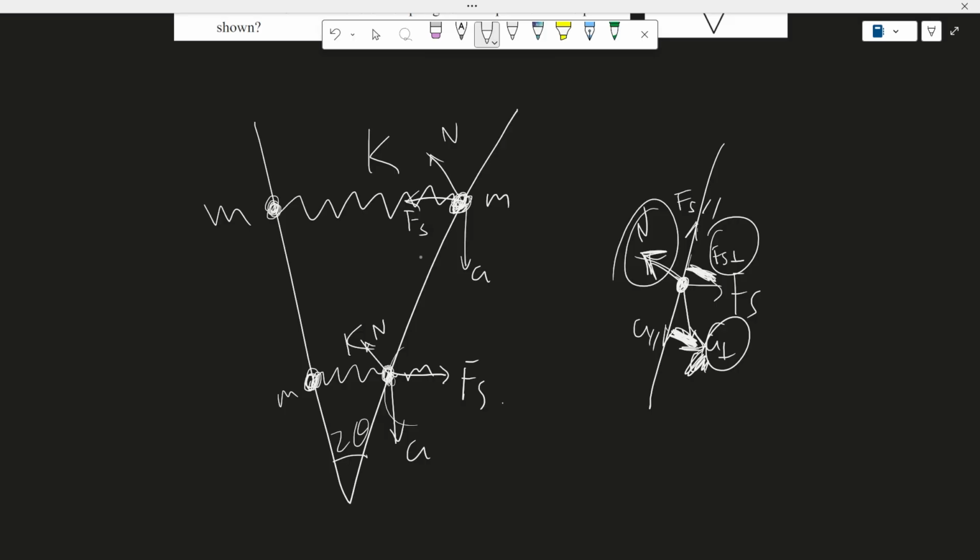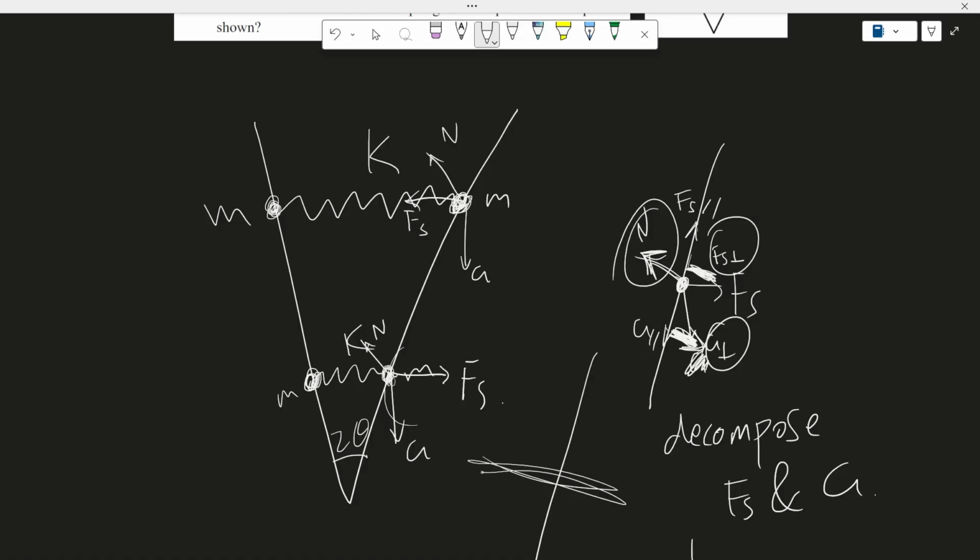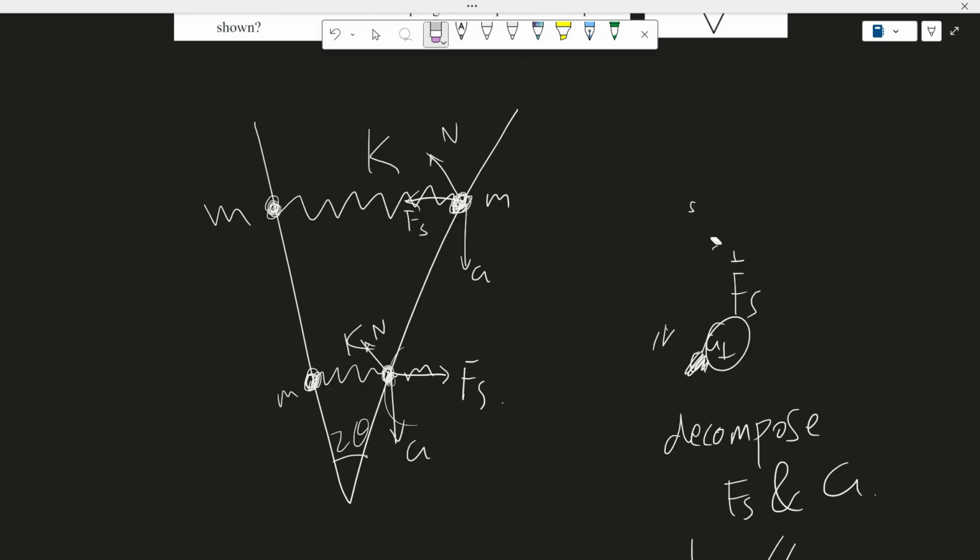So let's try to find the spring force. Our general logic right now is to decompose the spring force and gravity into components perpendicular to the rail and parallel to the rail. By doing this, we will find the restoring force. And from there, we can find a formula to get the frequency of this motion. So let's try to do that.